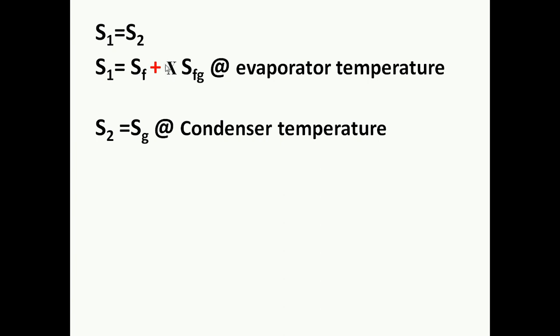Therefore it has some amount of dryness, only some; the x value is not equal to 1. That's why you have to calculate the value of x. Therefore, S2 is equal to Sg at the condenser temperature. S2 is equal to Sg.